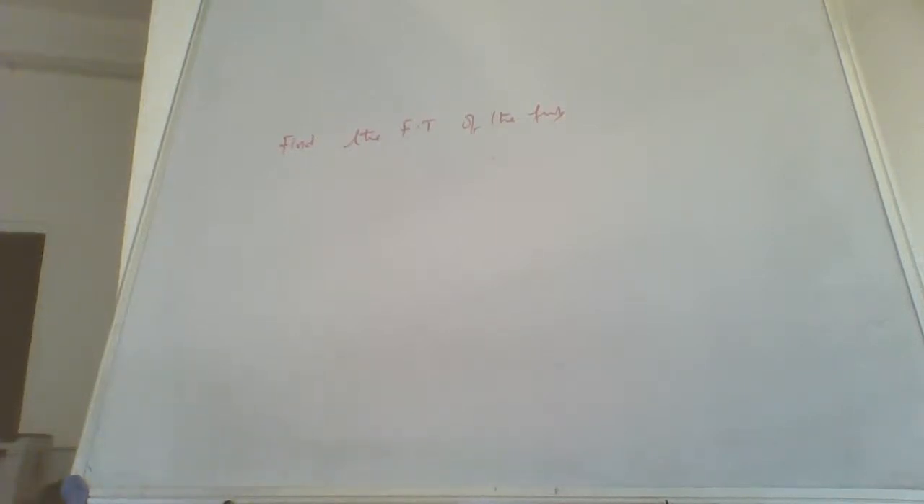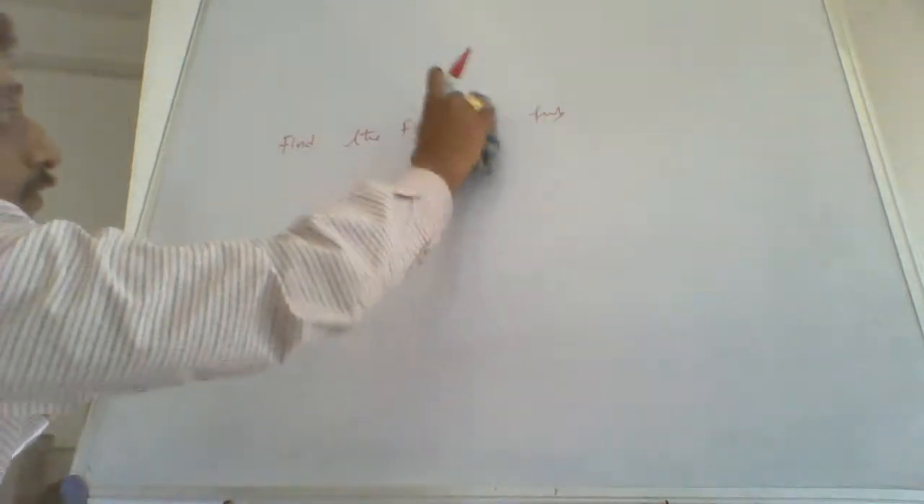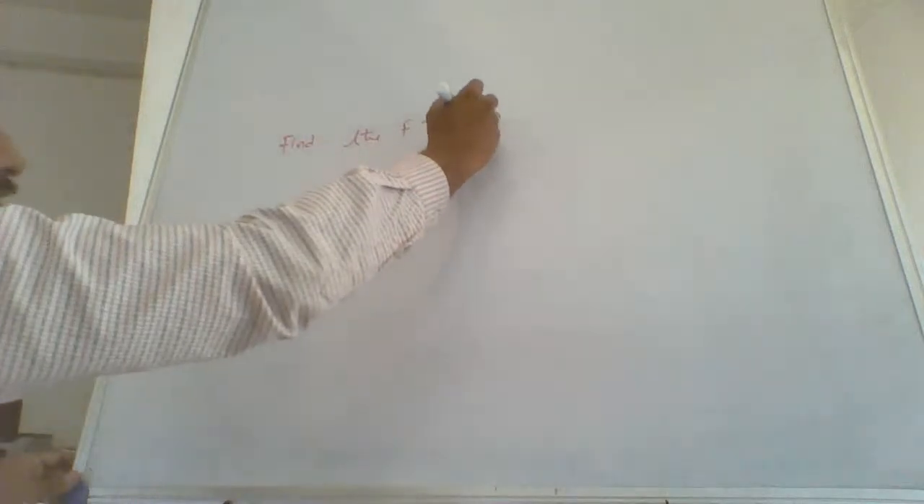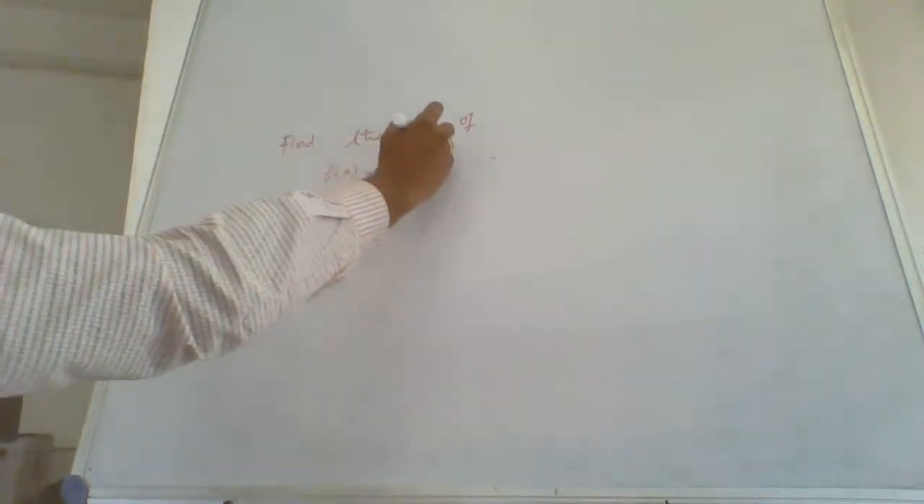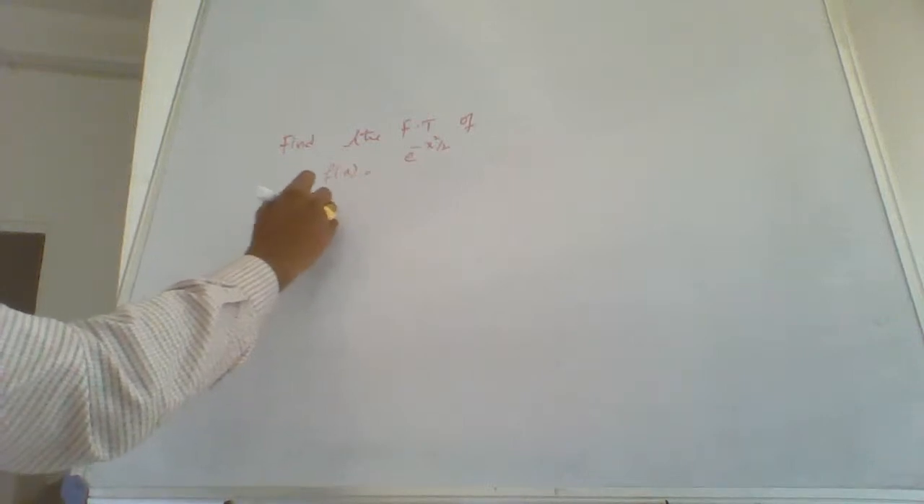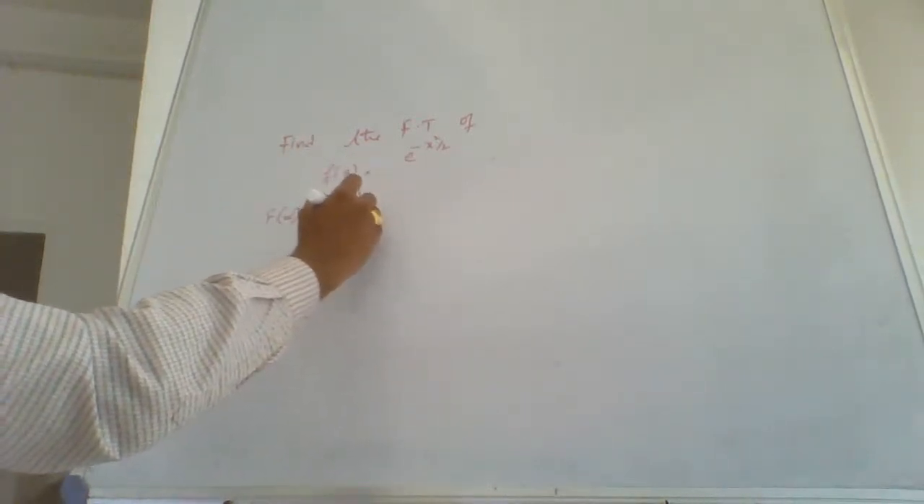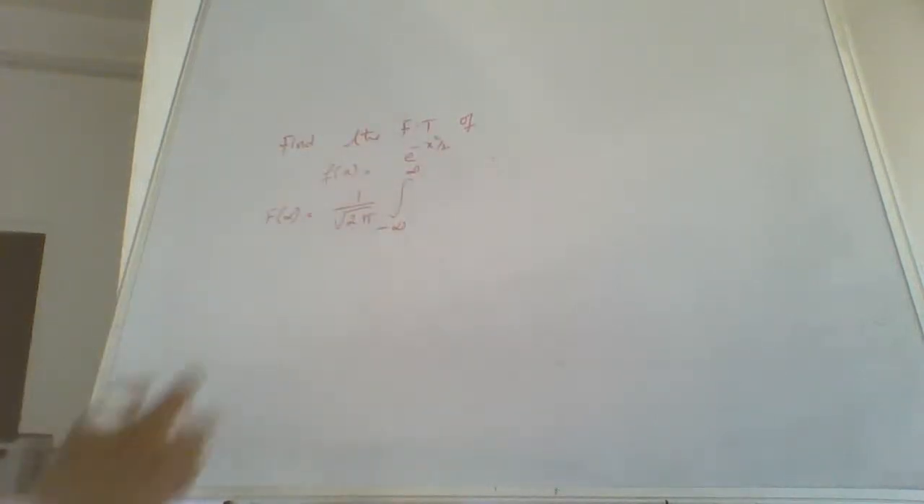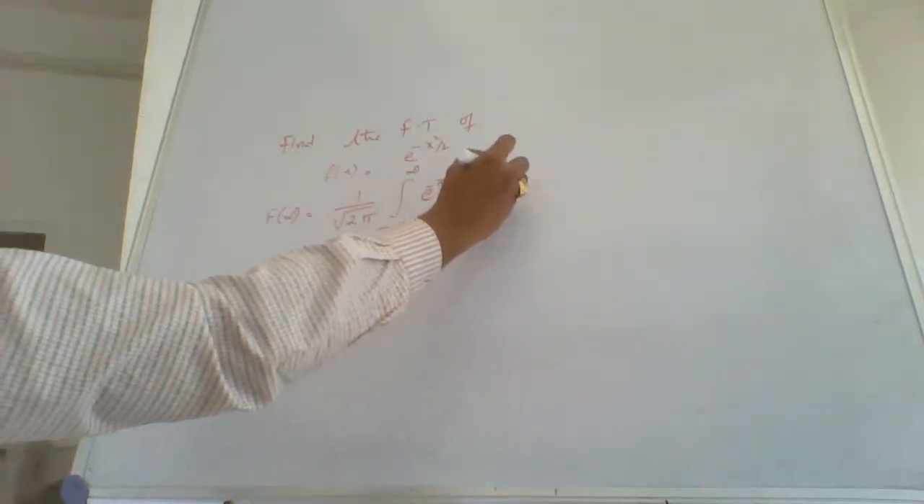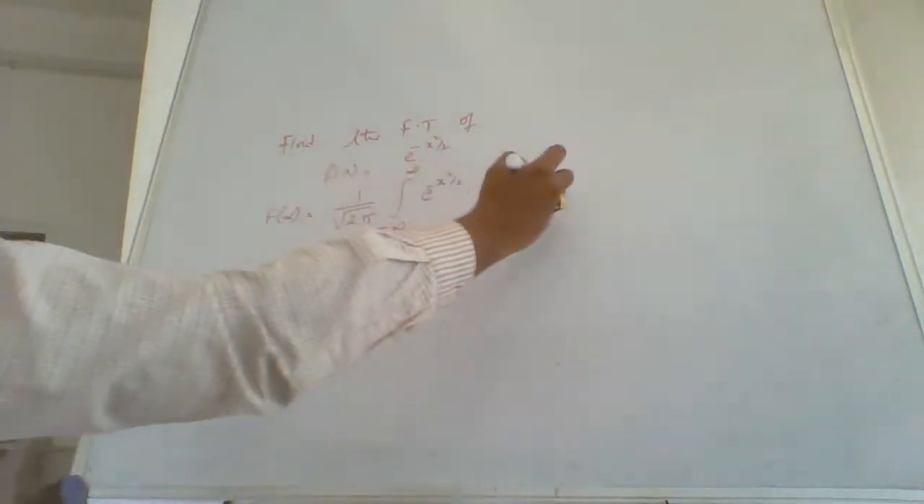Now, let us find the Fourier transform for the function f of x, f of x being e to the power of minus x square by 2. Let us find this. How do we solve this? Again, we have the formula f of alpha, which is equal to 1 by square root of 2 pi, integral minus infinity to infinity, f of x being e to the power of minus x square by 2, e to the power of i alpha x into dx.